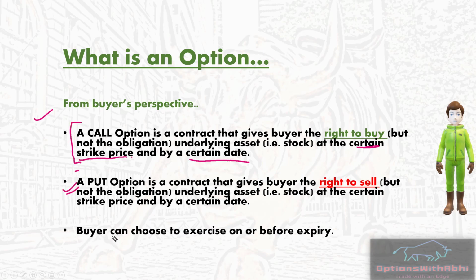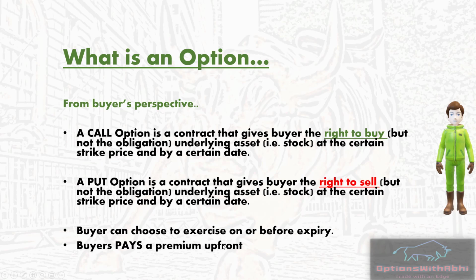So the buyer can choose to exercise on or before expiry. It doesn't mean that if Jack wants to proceed with the deal, he has to come back after 3 months only. He can come next day, next week, or next month. So Jack can come anytime on or before expiry of the contract and proceed with the deal, and Tia has nothing but the obligation to proceed with that. And the buyer always pays a premium upfront, like in this case, Jack has paid 5,000.